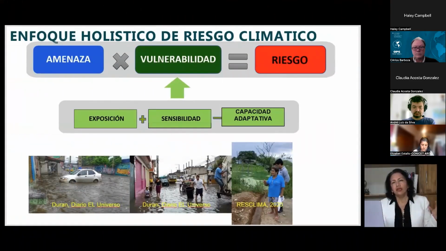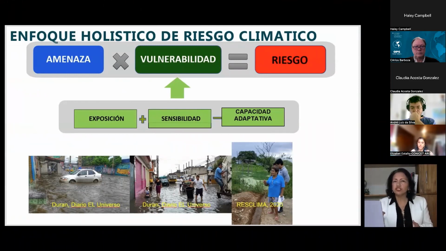In this case, climate risk and vulnerability. Both of them create climate risk, but vulnerability is made up of three components. One is the exposure to that climate hazard. Two is the sensitivity of the human system of the city. And three, the adaptive capacity of the system when it comes to responding to those climate hazards.